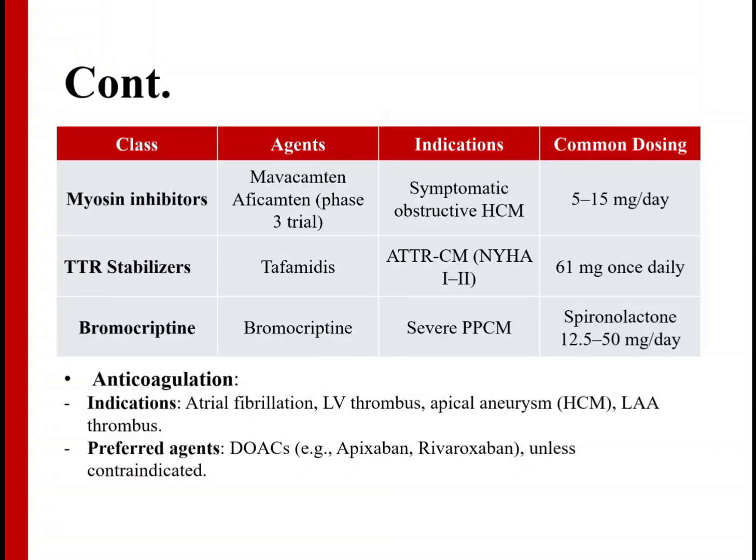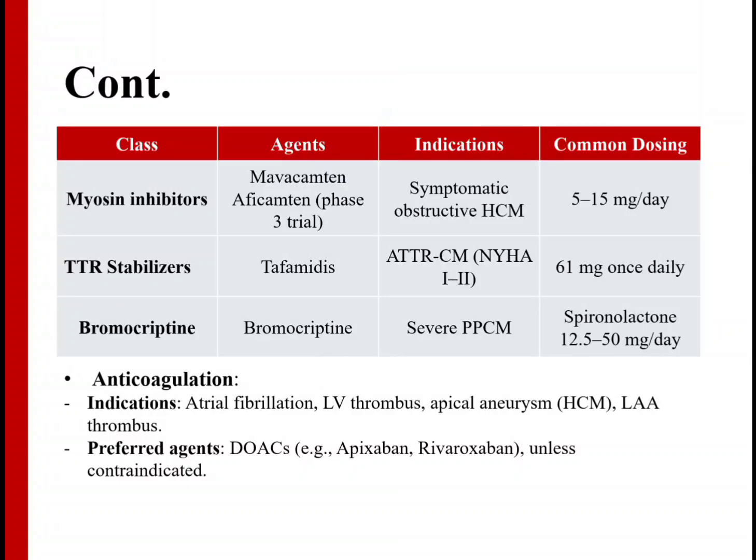There are also the TTR or transthyretin stabilizers like tafamidis for transthyretin-related restrictive cardiomyopathy, and they reduce hospitalization and mortality in NYHA class 1 and 2, and the typical dosing is 61 milligrams daily. Last but not least, in some severe cases of peripartum cardiomyopathy, bromocriptine can be used, often with thrombus prevention, and it acts by suppressing prolactin, which may be cardiotoxic.